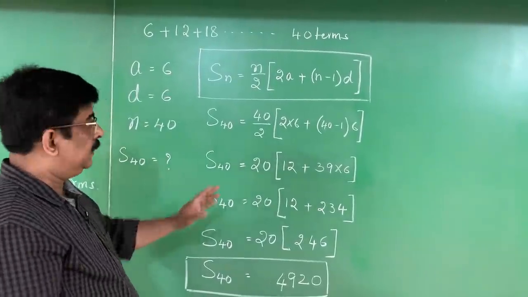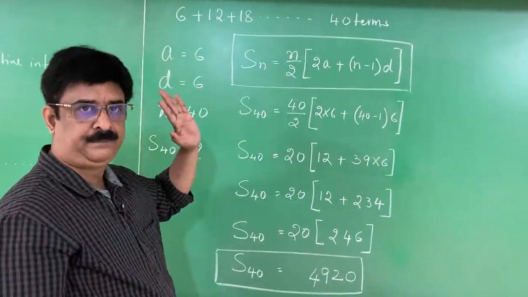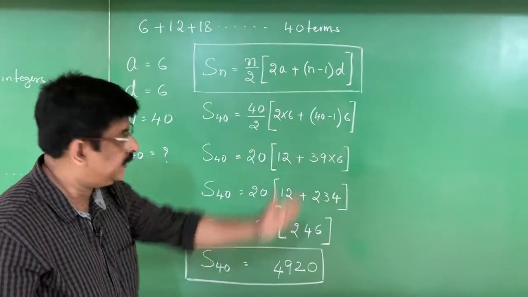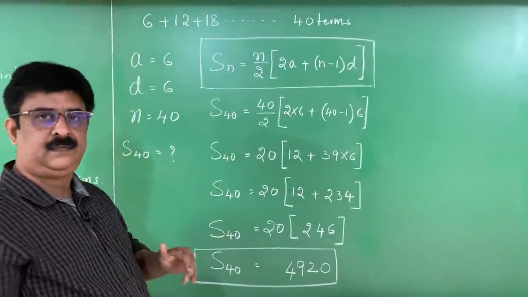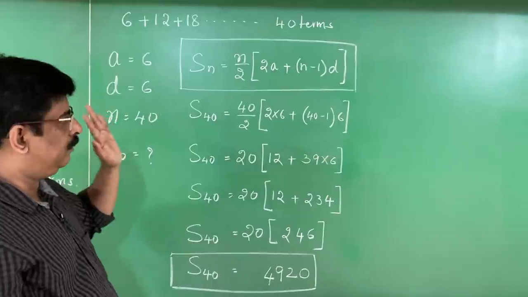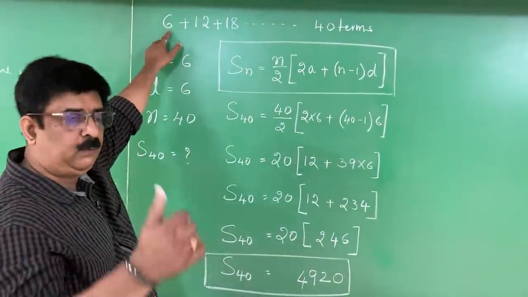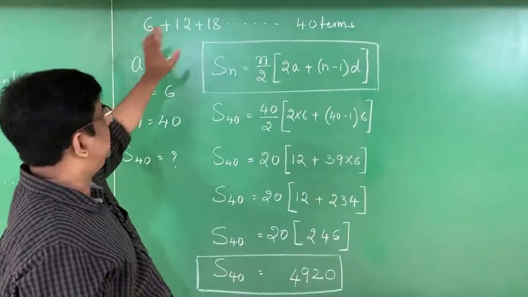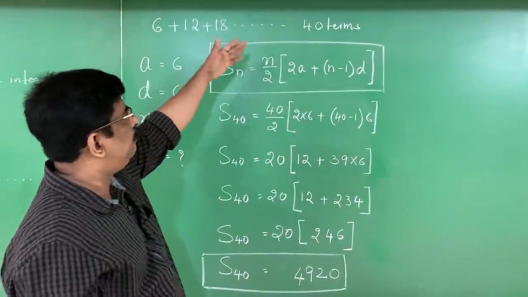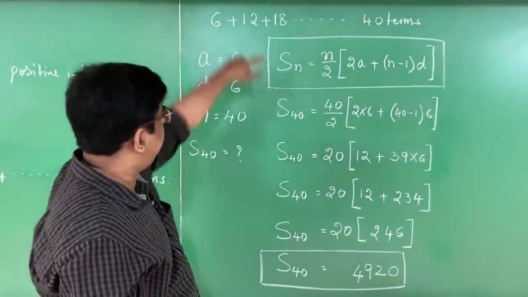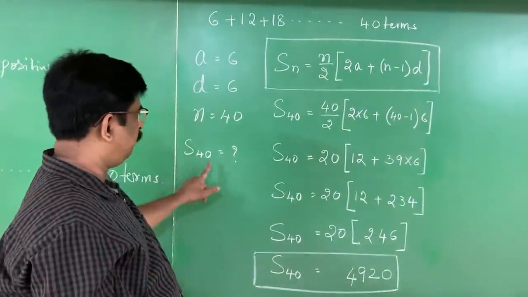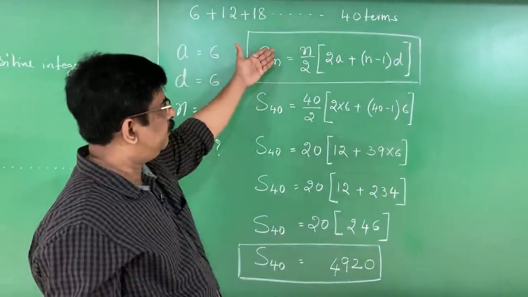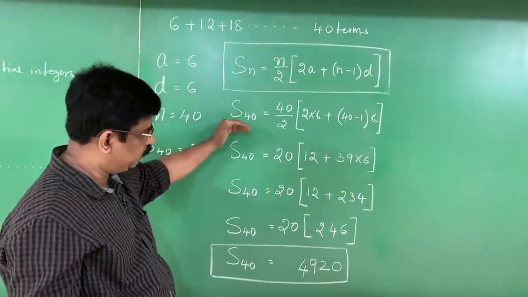This is one method, the method followed by an ordinary student. Suppose you are a little bit intelligent, you go for another method. That method I recommend. That is also very simple, easier than this. But you should know the technique of understanding that particular problem. The question is, find the sum of the first 40 positive integers which are divisible by 6. That is 6 plus 12 plus 18 up to 40 terms. First term is 6, common difference is 6, 40 terms sum we want. Because the last term is not given, d is given, therefore we apply this formula, then substitution and simplification.